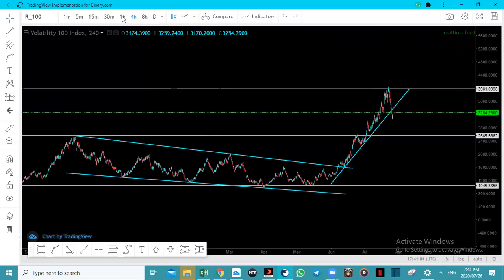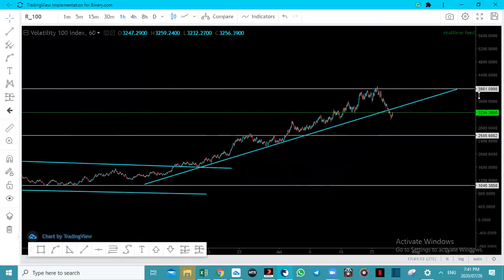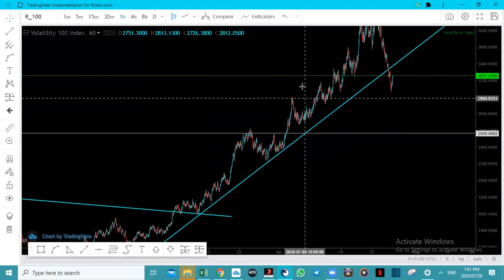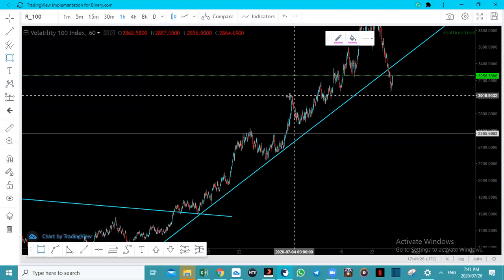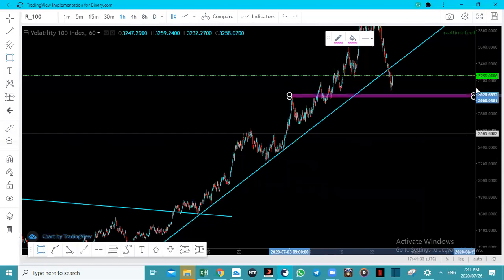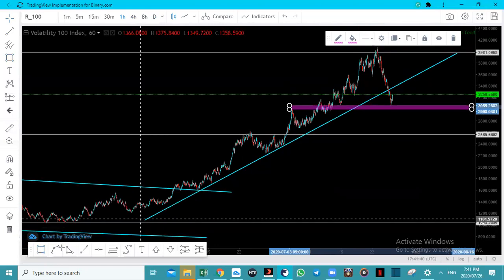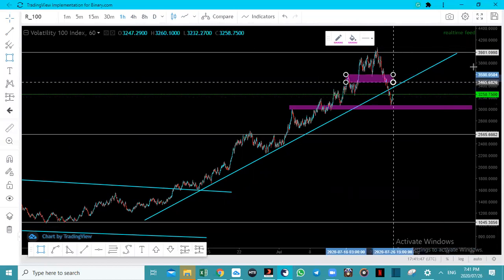Okay, so let's go to a lower time frame and see the bigger picture. Okay, so this is a support level. It was once resistance. See, price respected this level. Price respected this level here. So this is the range that we're within right now, guys.